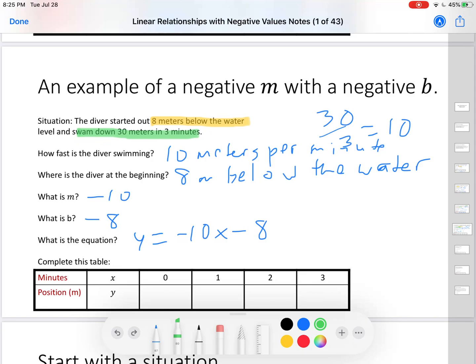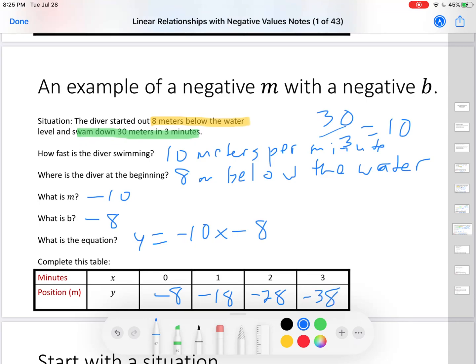Okay, let's fill in the table. Minutes, 0, starts out at negative 8. Swims down 10 meters, negative 18. Swims down another one, negative 28. Swims down another one, negative 38.